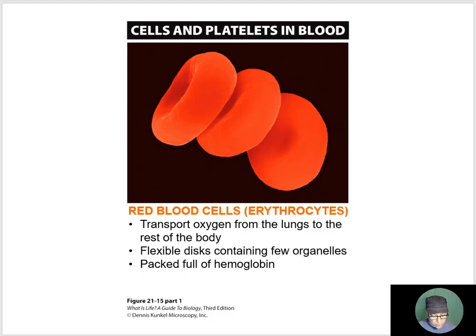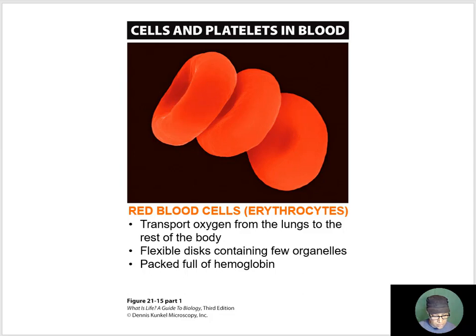So when we look at red blood cells, the scientific name is erythrocyte. Erythrocyte, red cell. They transport oxygen from the lungs to the rest of the body. They basically are shaped like this flexible disc. They contain very few organelles, and they're packed with hemoglobin. And this is how they actually transport oxygen. We're going to look at that closer in just a minute. They have this sort of concave disc shape, and they're round.